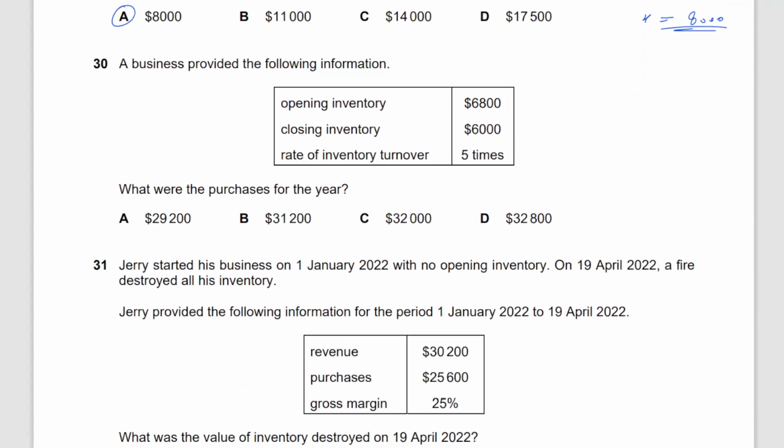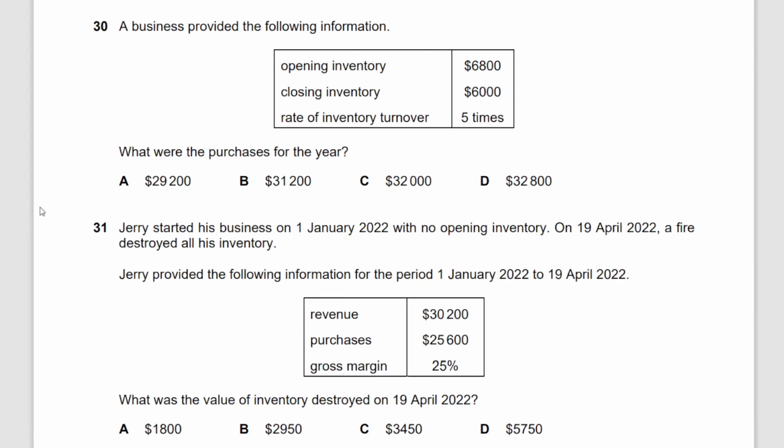Question number 30. A business provided the following information. What were the purchases for the year? Easy. How do you calculate rate of inventory turnover? You do cost of sales over average inventory. That gives you the rate of inventory turnover, right? Now let's see what we can find. So cost of sales we don't know.